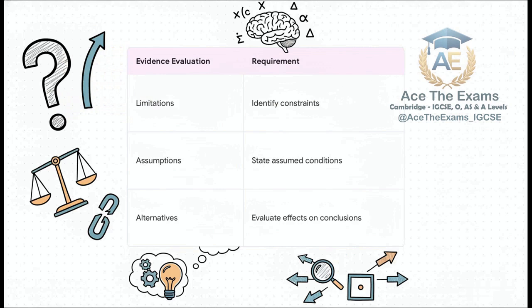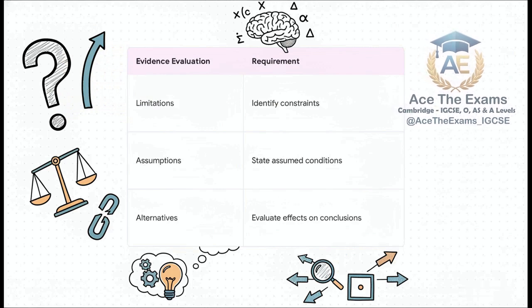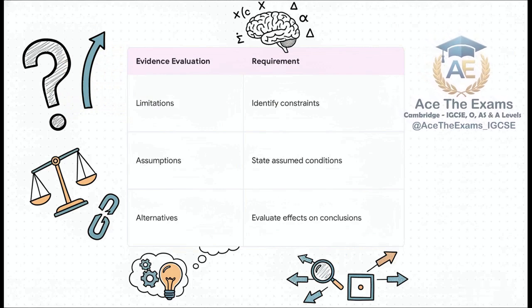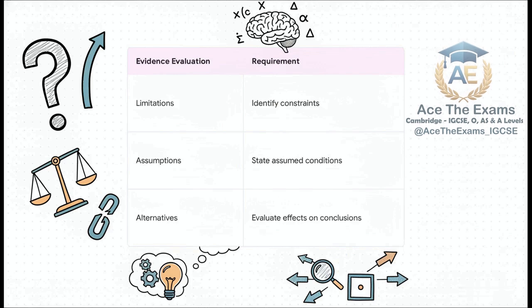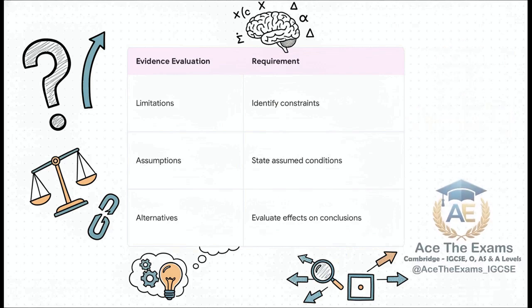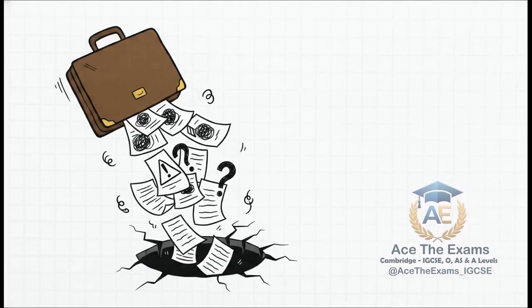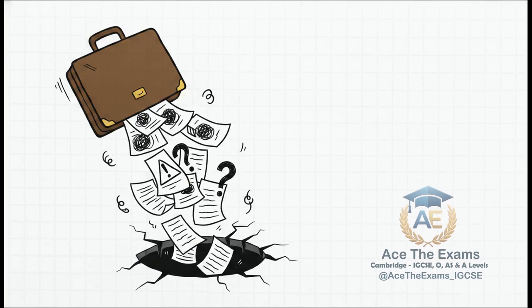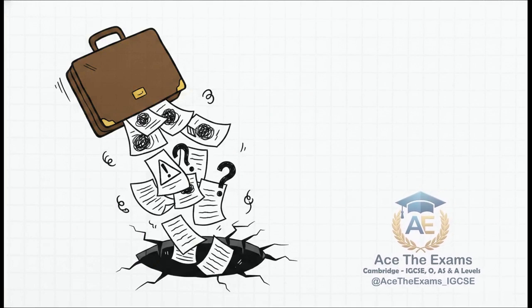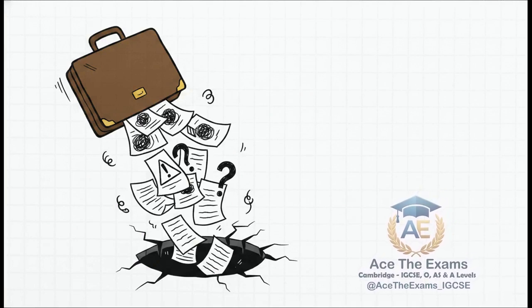Recognizing these exact constraints and alternative interpretations is the secret sauce. It is what separates an average passing grade from the top-tier outstanding candidate in the eyes of the examiner. Finally, Section 5, the examiner's verdict. Let's open the doors to the jury deliberation room and look at the insider evidence. These are the top pitfalls that will completely destroy a student's case.